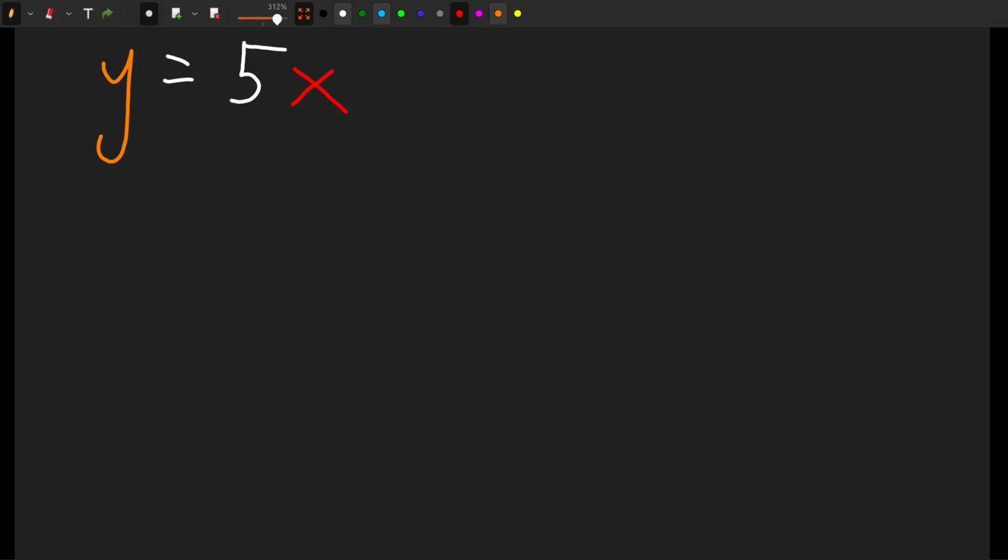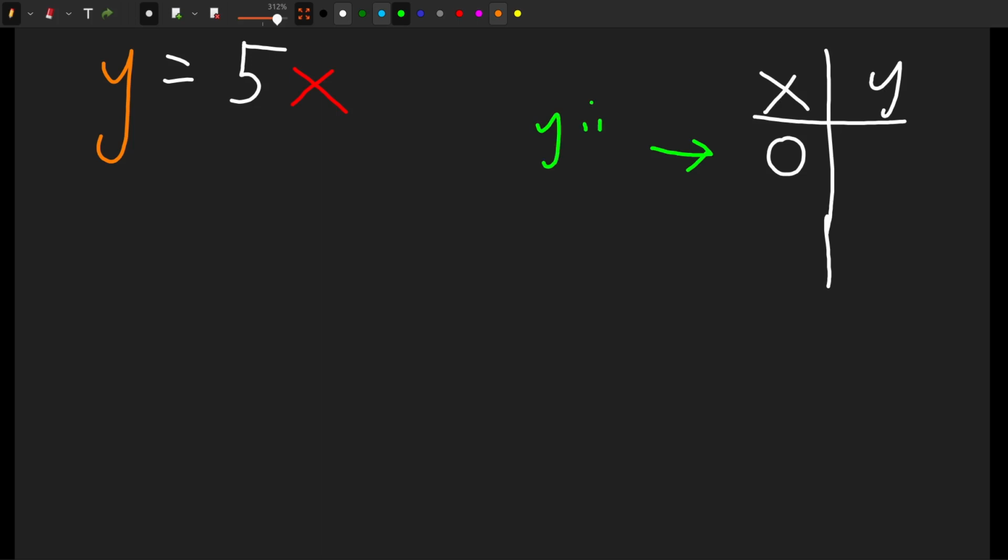Now, in order to find the x and y intercepts, we need to know when x is 0 and when y is 0. So the best thing we can do here is use a t-chart. So if I have x on one side, y on another side, if I plug in 0 for x, this will give me my y-intercept. So now all I have to do is plug in 0 for x and then solve for y. So 5 times 0 would be 0 in this case. So my y-intercept is 0, 0.